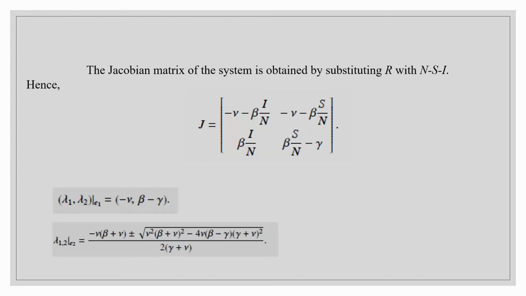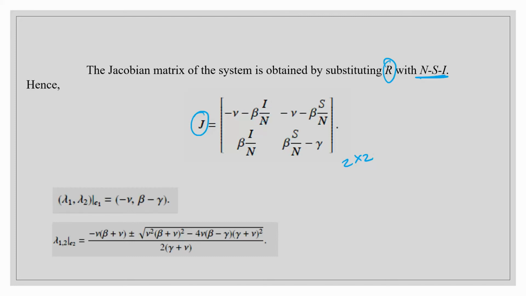Now we can find out the Jacobian matrix. This one is a 2 cross 2 Jacobian matrix. How have they calculated it? They have just substituted R with N minus S minus I. Now simply you can calculate the Jacobian matrix as I have told you in my previous lectures.